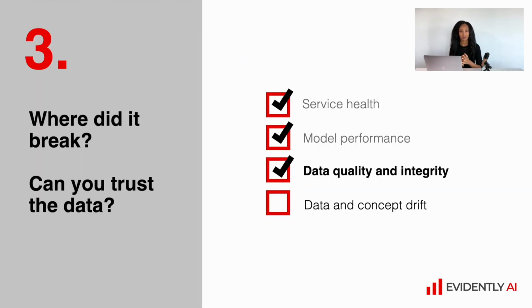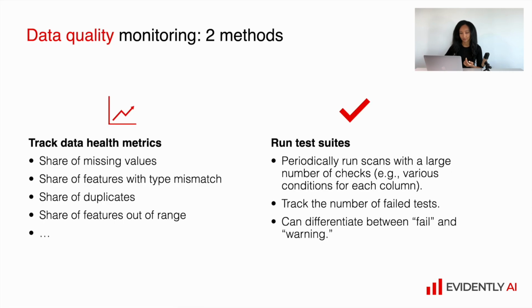Going deeper, the next block of metrics is data quality and data integrity. If we detected some issues with the model's performance, we are very interested in what has happened, where did the model break, can we trust the data, and data quality and integrity helps us exactly with that.